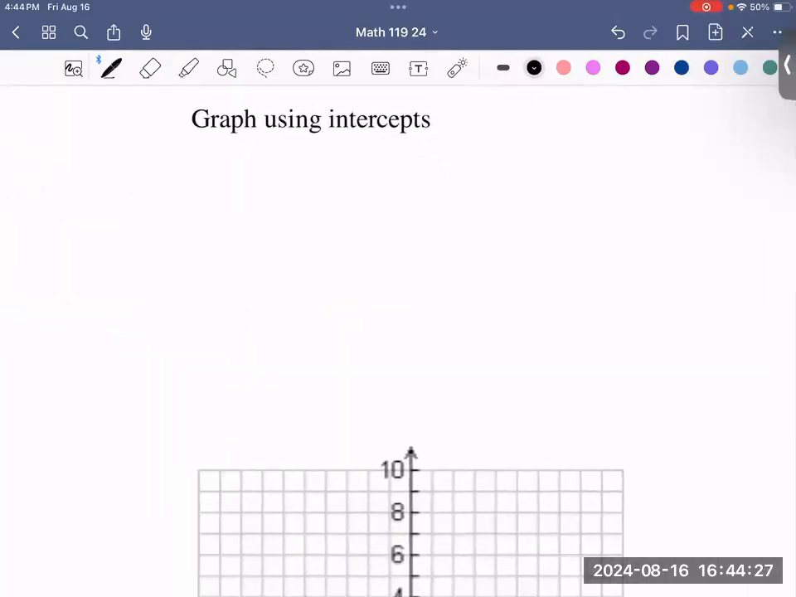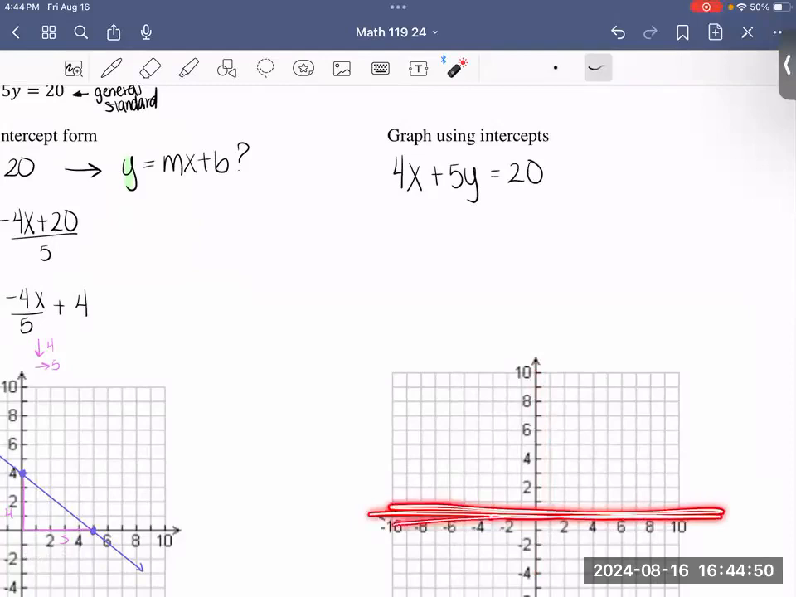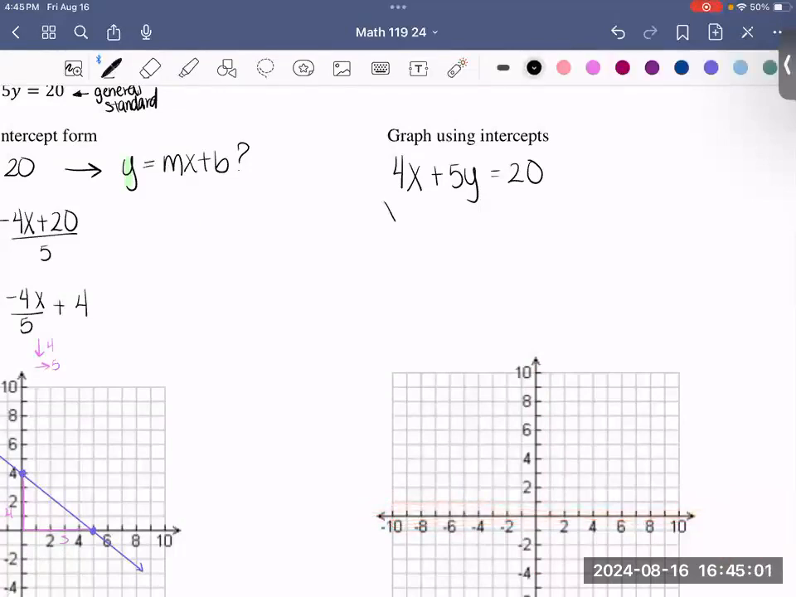So now let's graph using your intercept. So if we have the form 4x plus 5y is equal to 20, what we're going to do is figure out, well, what is an x and y intercept? Well, an intercept is where your graph or your line touches these axes. So if we're looking for your x-intercept to start, that's where your line touches your x-axis. This is when your y is equal to 0. So to find your x-intercept in this form, we're going to set y equal to 0.